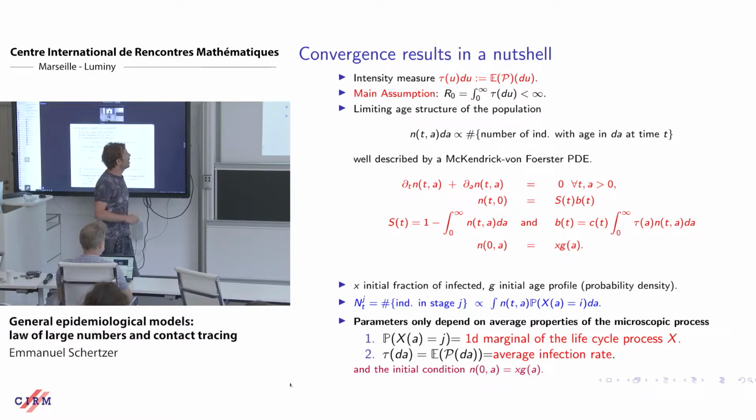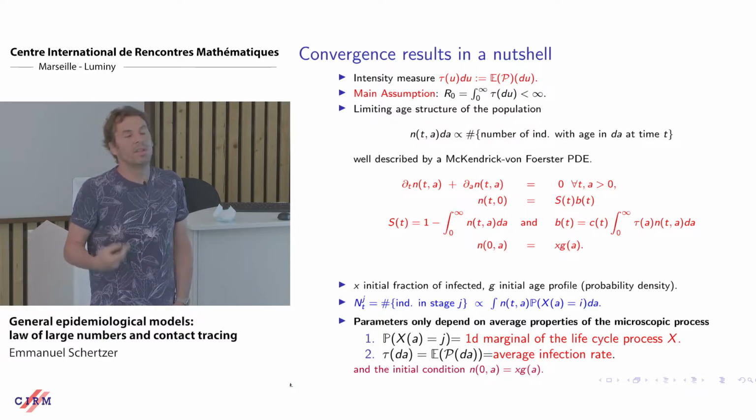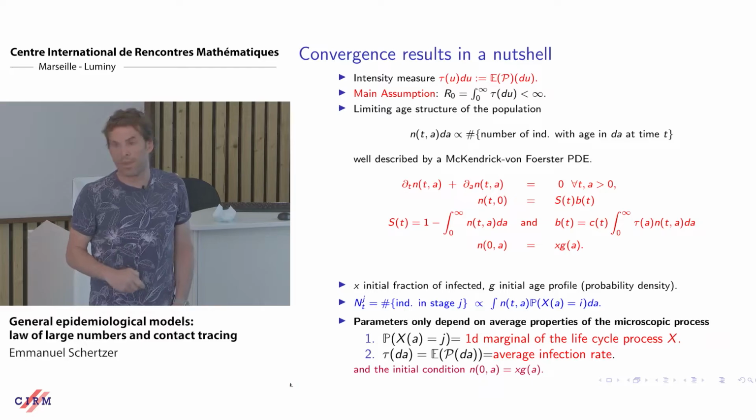Now you have two boundary conditions because you have to assume that t and a are greater than 0. First you have an initial age structure for the population. Here x is the fraction of individuals who are infected at time t equal to 0. And you want to think of g(a), a probability density, as the initial age structure of your population.